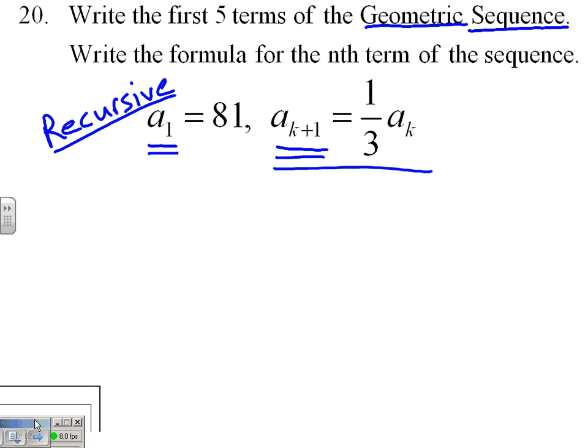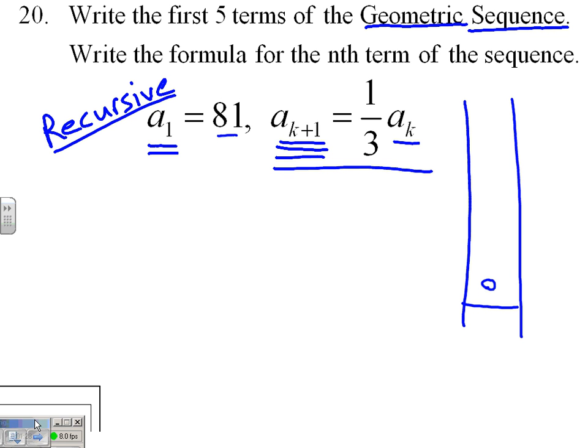A common mistake in my mind that people make is that they read this as a sub k plus 1 equals 1/3 a sub k. I would rather read this as to get from a given term to the next term, we multiply by 1/3. In my mind, I see recursive definitions as a ladder. In this case, the first rung on the ladder is 81, and we need to step up to the 5th rung of the ladder.